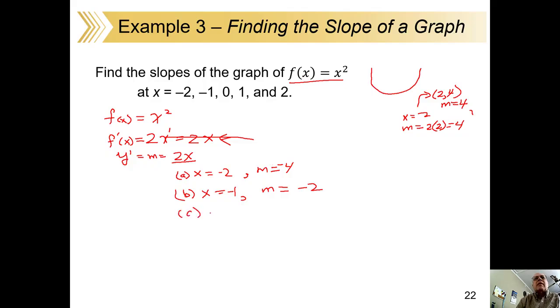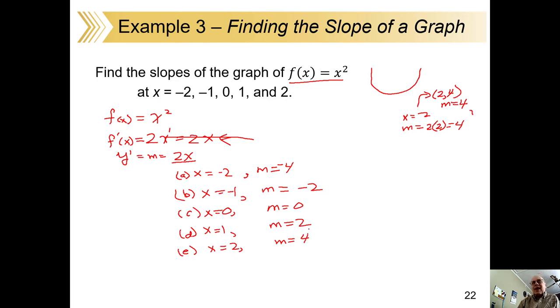Part C. How about for x equals 0? Put the 0 in for the 2x. Slope is 0. How about x equals 1? Just put 1 in for x in the 2x. Slope is 2. And just one more time, where x equals 2, slope equals 2 times x, 4.